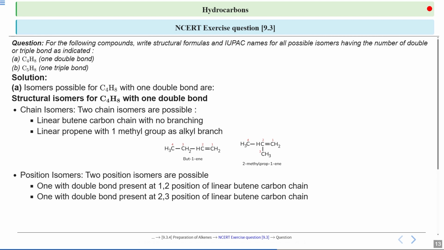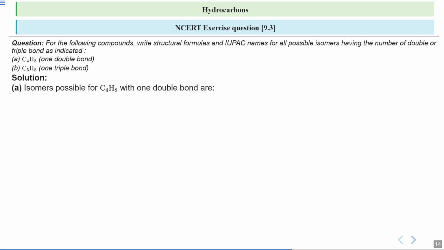So basically, if you take the case of 2-methylpropene, the position of the double bond is similar on both sides. You can take it on either side, and it will result in the same structural isomer. But if you are considering the position isomer for but-1-ene, then 2 isomers are possible. So now we have talked about the 2 kinds of isomers. The structural isomers include chain and position.